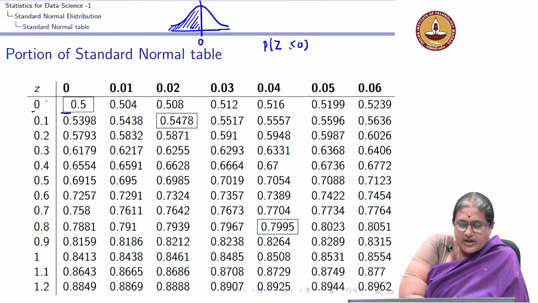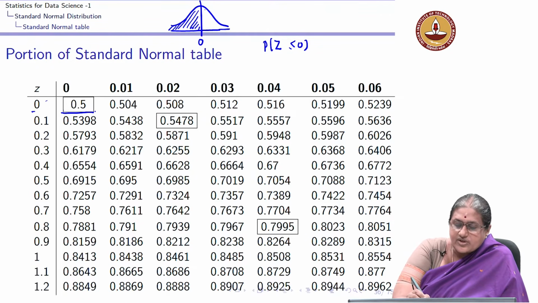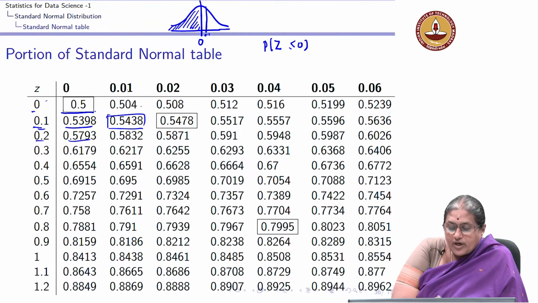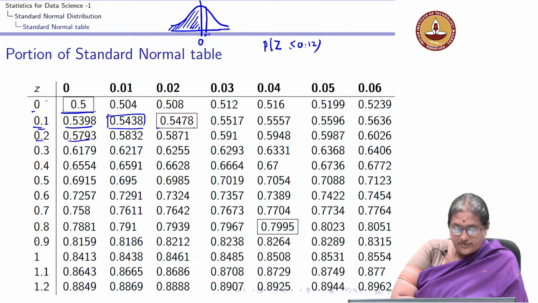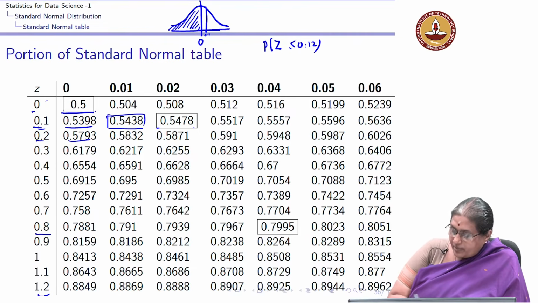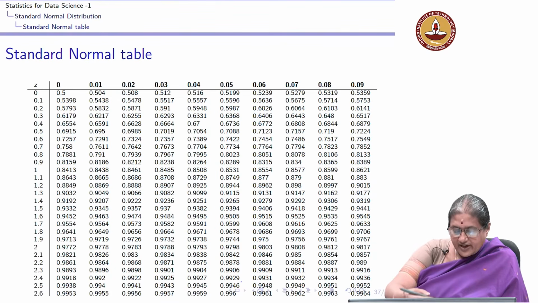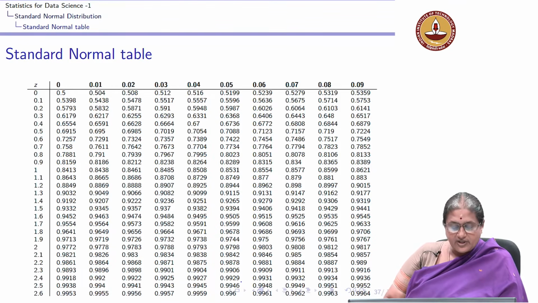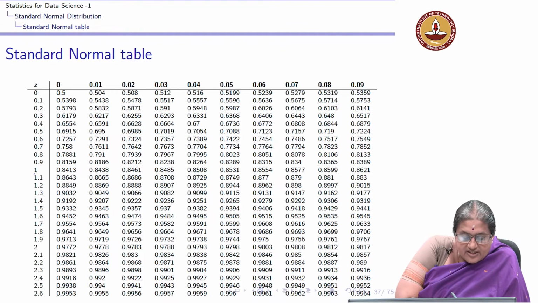So, this value is the probability that z is less than or equal to 0. This probability is 0.5. For 0.1 it is 0.5398, 0.2 is 0.5793, 0.11 is 0.5438, and for z less than 0.12 it is 0.5478. For 0.84 it is 0.7995, and for 1.25 it is 0.8944.